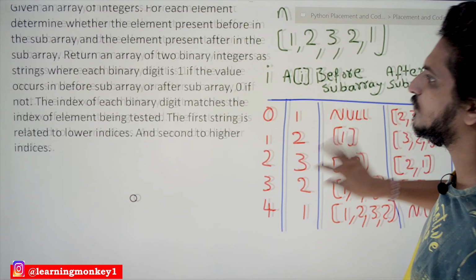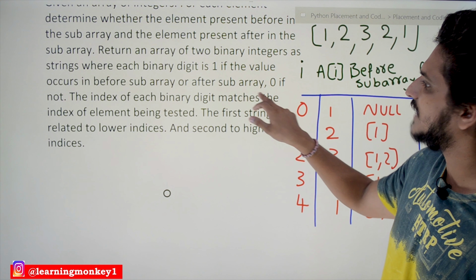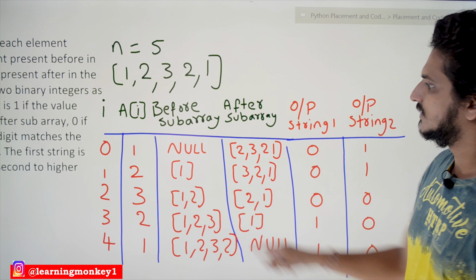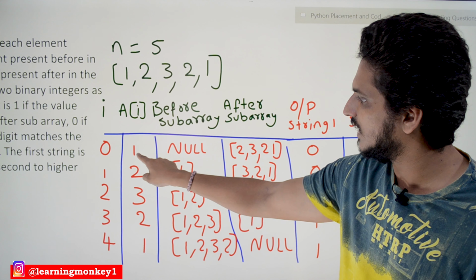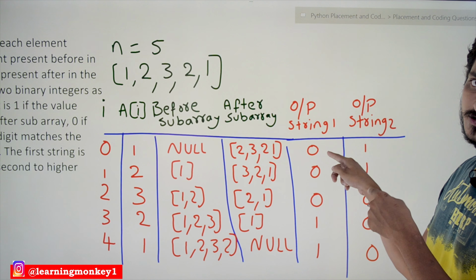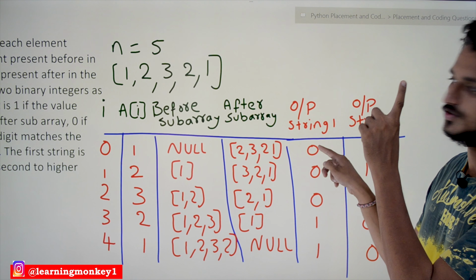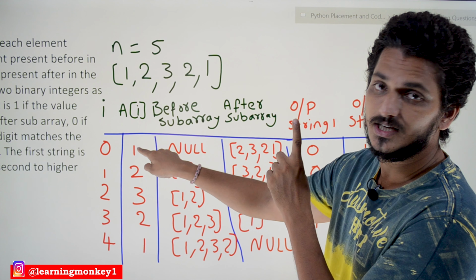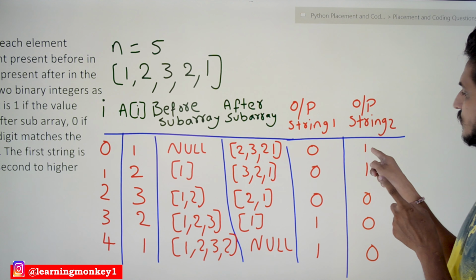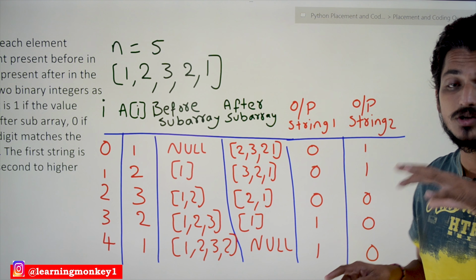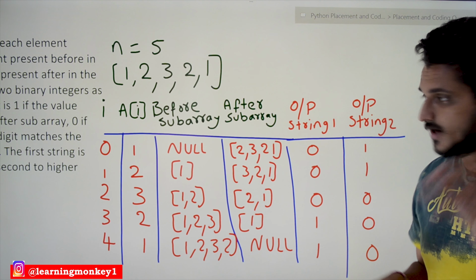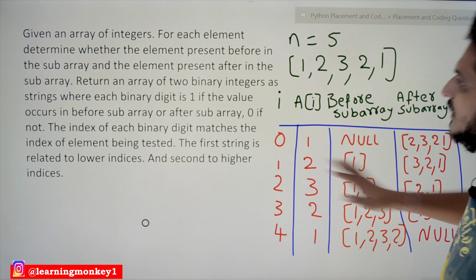And they mention one more point: the index of each binary digit matches the index of the element being tested. What's the meaning of that? For the 0th index, what's the element? 1. For this, the output of the left subarray is 0. This should be in the 0th position. The element being tested has index 0, so the output should also have index 0. That is what you have to maintain. Okay? So try to write it; take the question and study the question once.